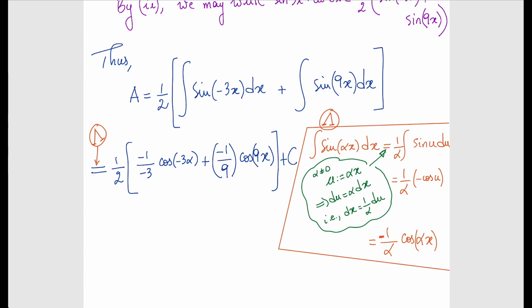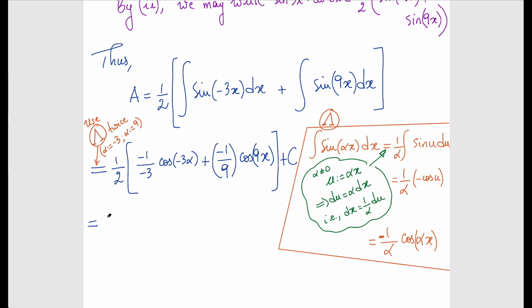Alright, so maybe I need to be clear in the notes. So I'm making use of this twice, right? One time alpha is gonna be minus 3 and one time alpha is gonna be 9. Alright, so I'm explaining what happened here. So one time alpha is minus 3, one time alpha is 9, and those are the results, right?